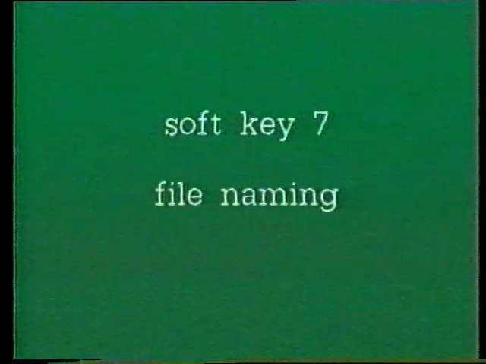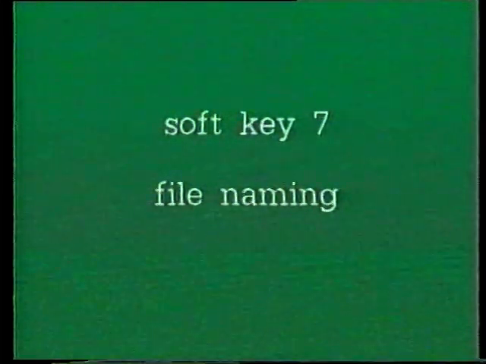Soft key number 7, labeled File Naming. By pressing that, we can enter the file naming menu. This will allow us to name the files, giving the sample file a prefix name. Also, the starting file number, which will then sequence from that number, and any comments that we wish for any of the data that we obtain.